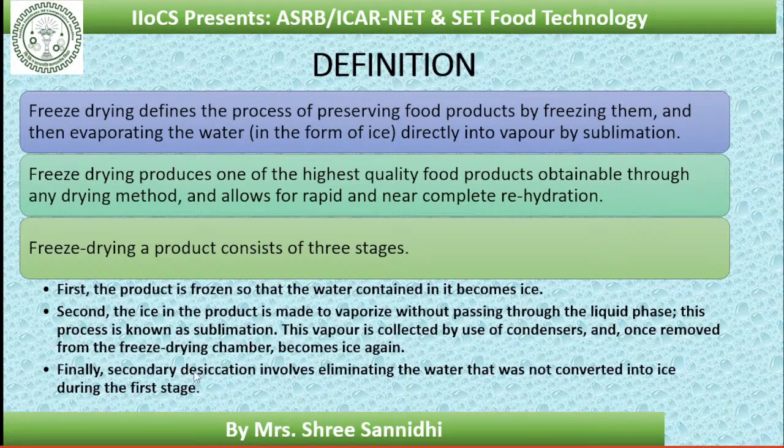Finally, the secondary desiccation, that is secondary drying, involves eliminating the water that was not converted into ice during the first stage. So whatever bound water which is not frozen in the first stage, that will be removed in the final drying.